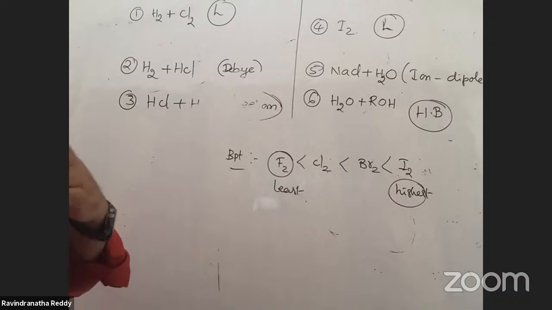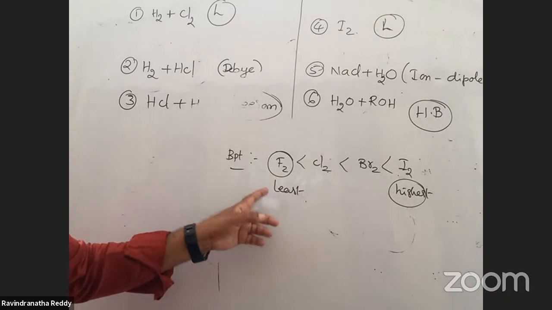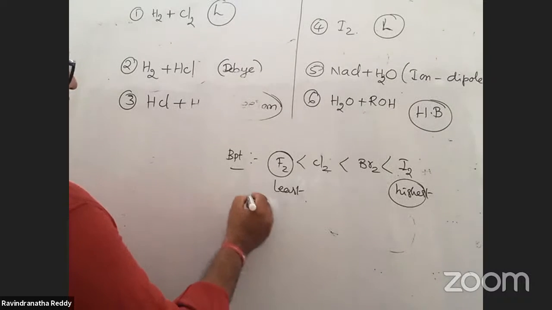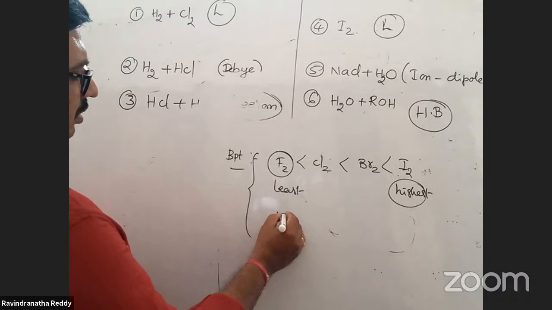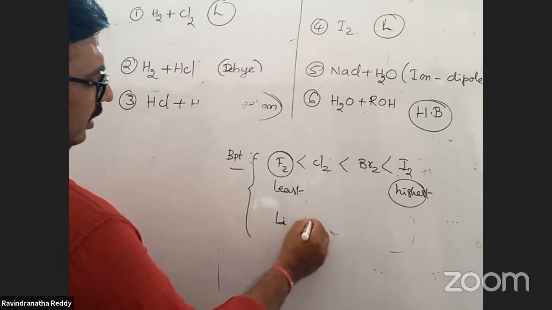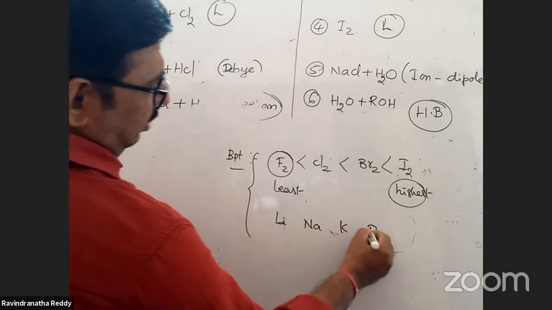But wherever you go to 1A group elements, don't compare intermolecular forces. Here it is metallic bonding. 1A group elements: lithium, sodium, potassium, rubidium, cesium. What is the boiling point? Compare the boiling points of 1A group elements. The starting element is lithium, second sodium, potassium, rubidium, cesium.